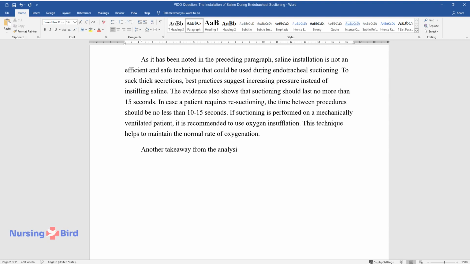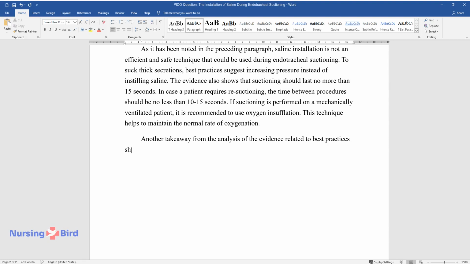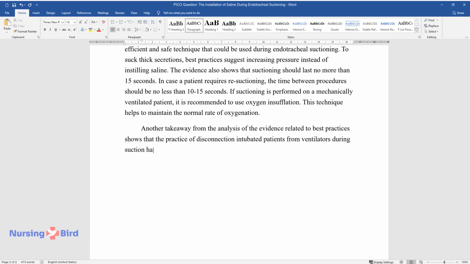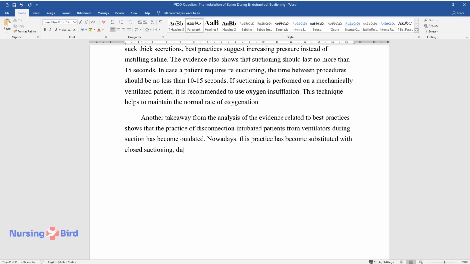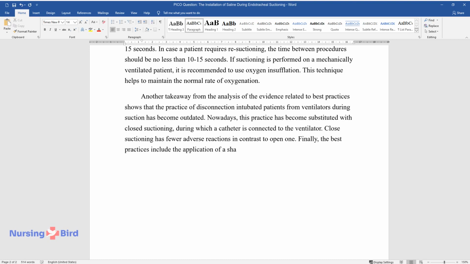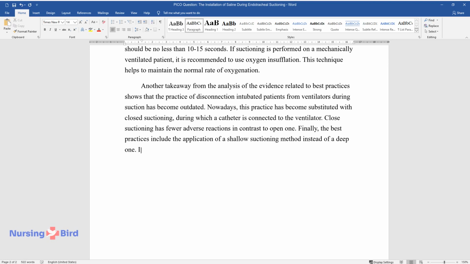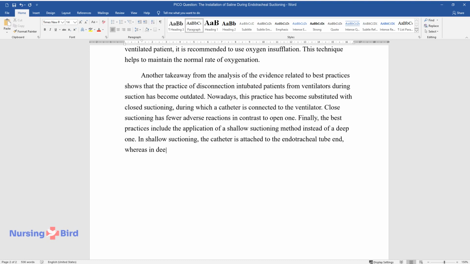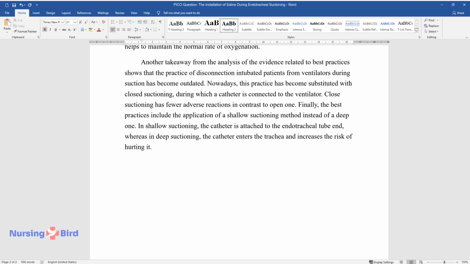Another takeaway from the analysis of the evidence related to best practices shows that the practice of disconnecting intubated patients from ventilators during suction has become outdated. Nowadays, this practice has been substituted with closed suctioning, during which a catheter is connected to the ventilator. Closed suctioning has fewer adverse reactions in contrast to open suctioning. Finally, the best practices include the application of a shallow suctioning method instead of a deep one. In shallow suctioning, the catheter is attached to the endotracheal tube end, whereas in deep suctioning, the catheter enters the trachea and increases the risk of hurting it.